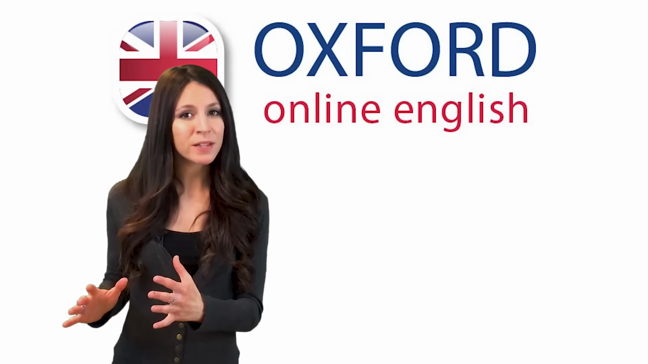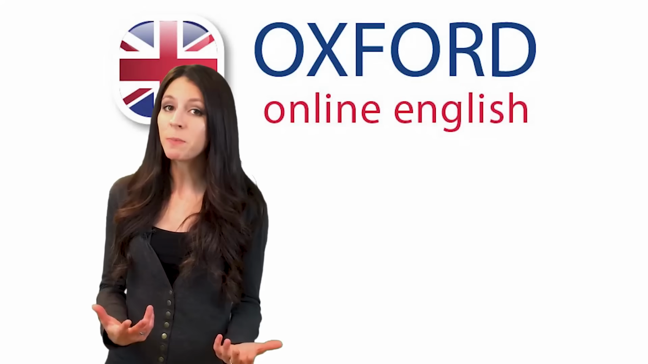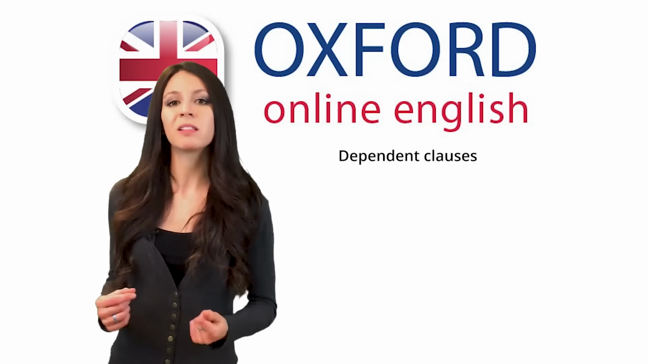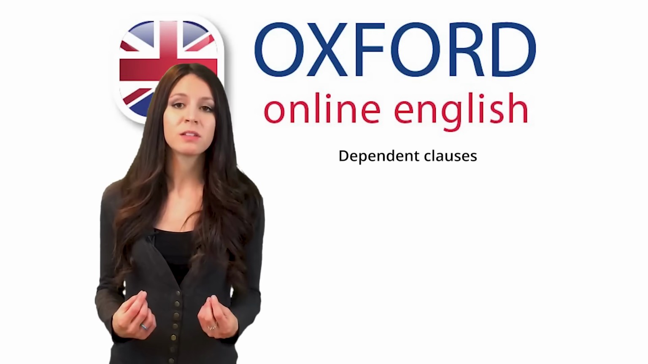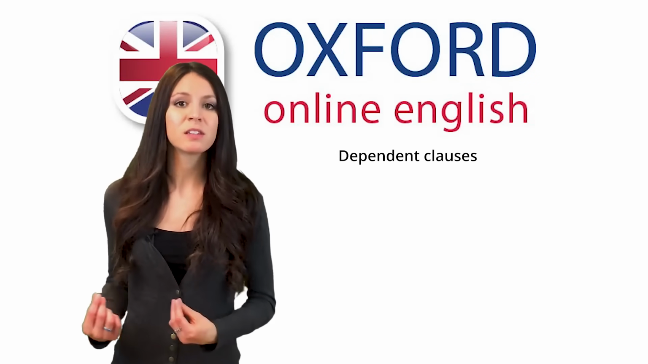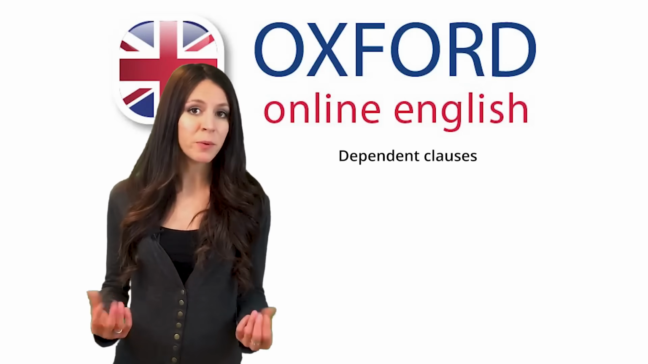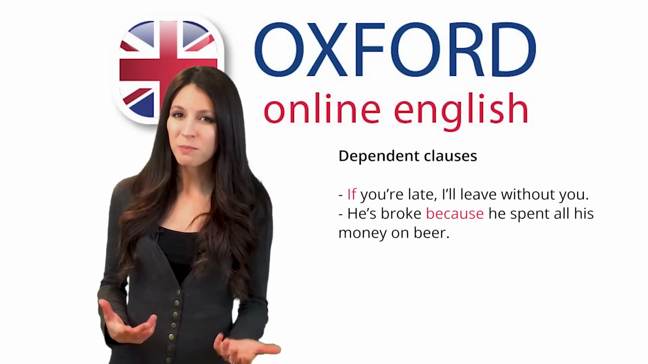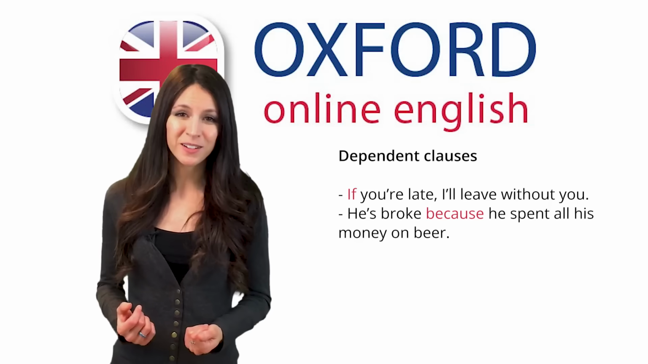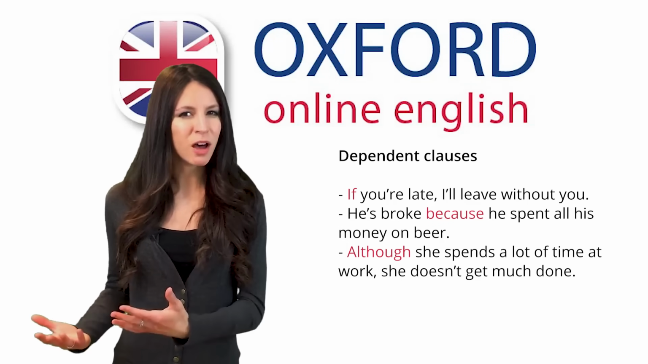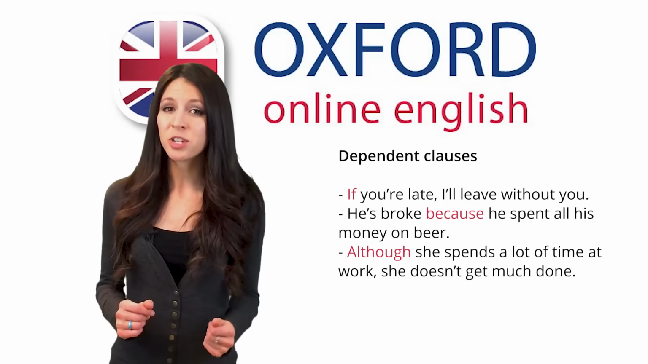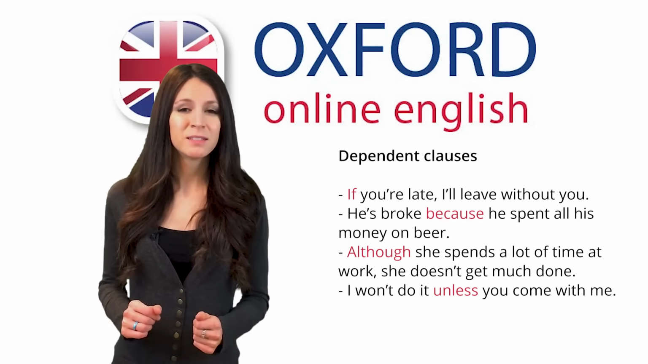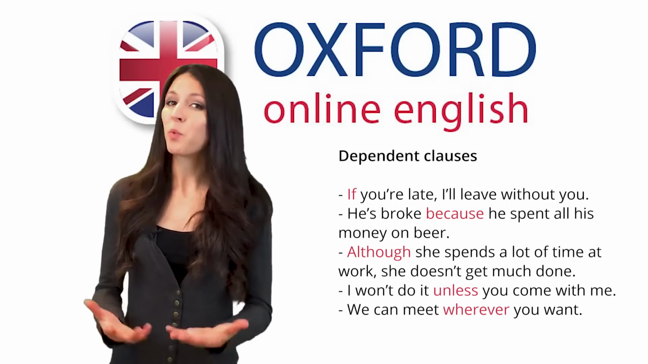Let's see some other ways to build complex sentences with dependent clauses. You can add a dependent clause with conjunctions like if, because, although, unless, or wherever. For example, if you're late, I'll leave without you. He's broke because he spent all his money on beer. Although she spends a lot of time at work, she doesn't get much done. I won't do it unless you come with me. We can meet wherever you want.